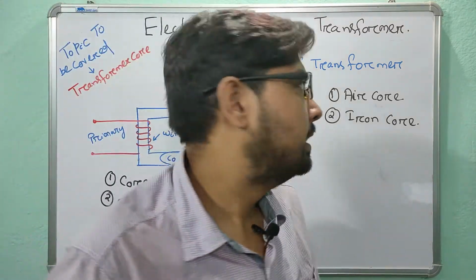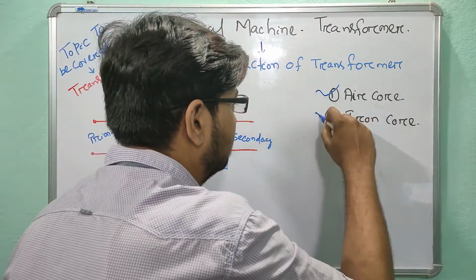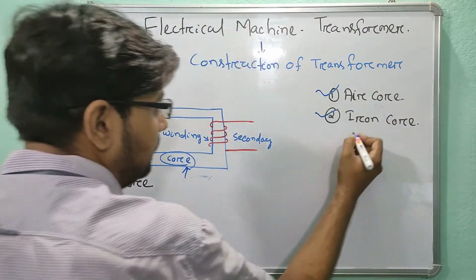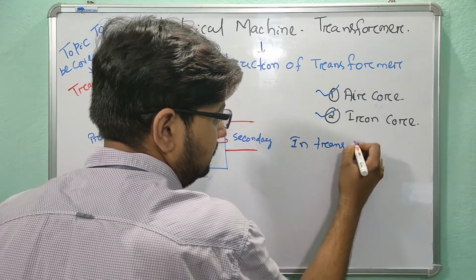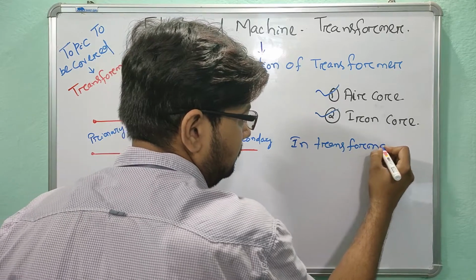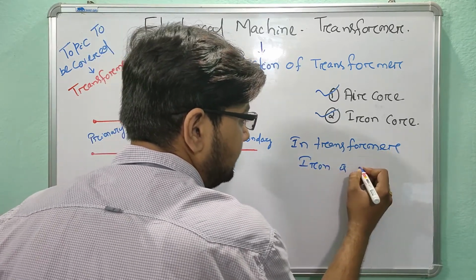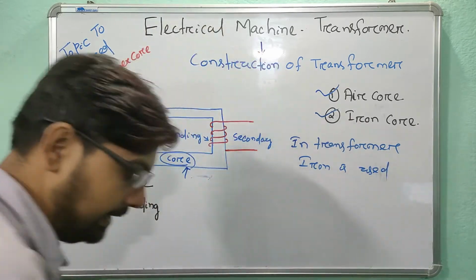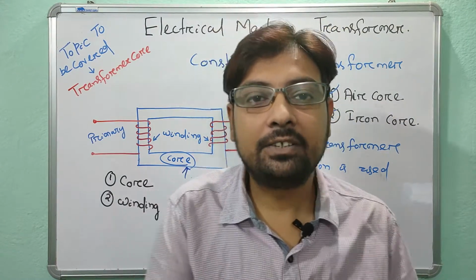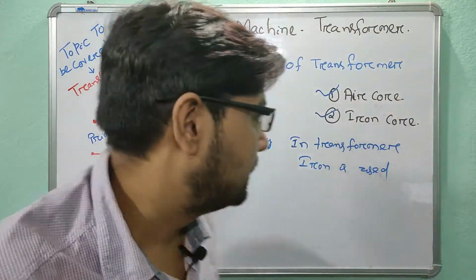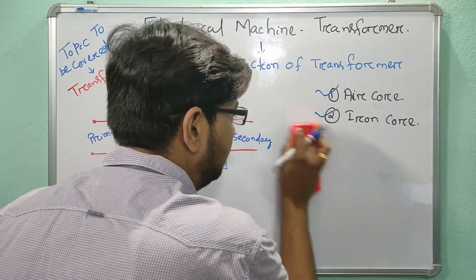Again, the question is, there are two types of core, that is air core and iron core. As you know, in transformer iron core is used. So why is iron core used in transformer?